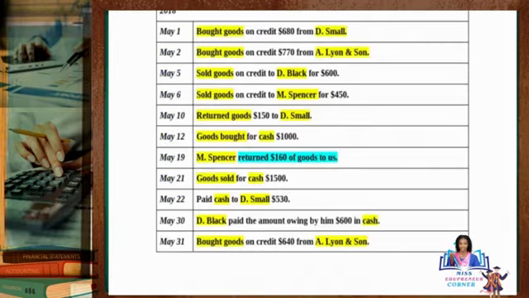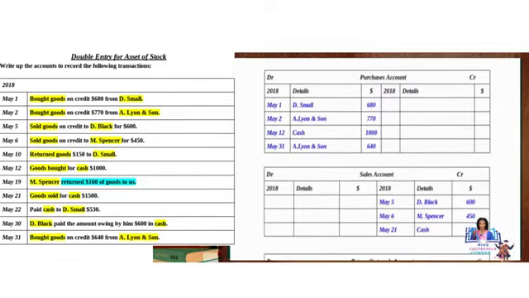Having carried out all these transactions using the double entry system for a set of stock, we are going to double check to ensure that we would have correctly placed all these entries. So the purchases account, on May 1, we bought goods on credit $680 from D Small. So we have it right here. So this very same transaction should also be reflected in D Small's account. So let's hurry down to D Small just to double check.